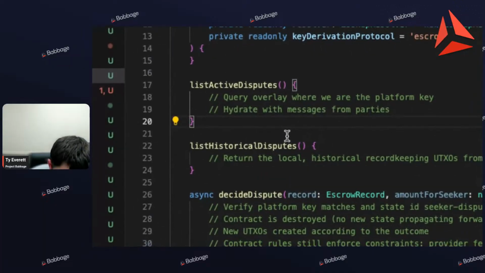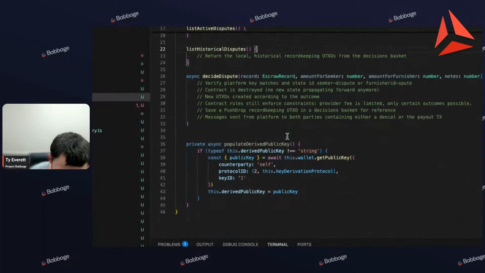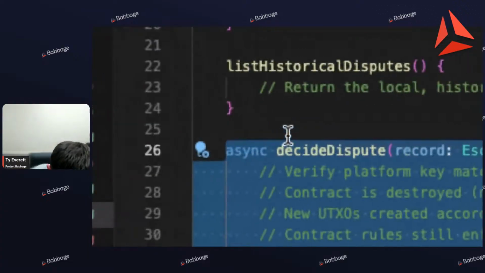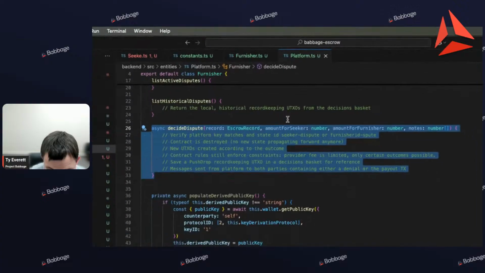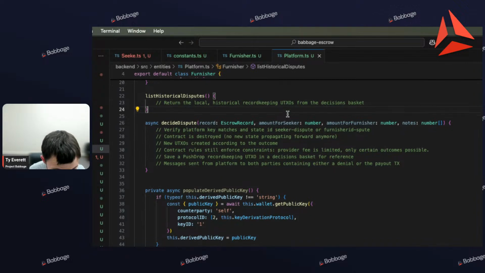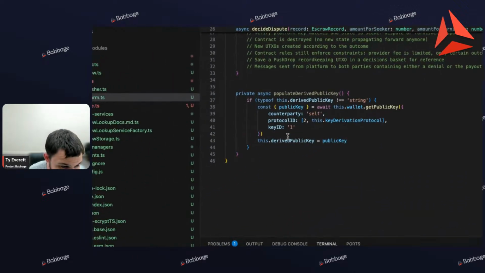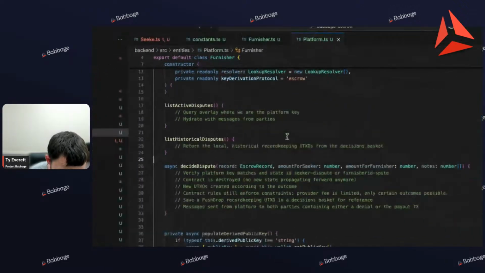I can see my historical disputes that I have decided, and I can decide a dispute, essentially allocating funds according to the pre-agreed upon stipulations among, well, did this person do this work? Did they not? Who gets what amount of money? And that is everything that a platform would do in this model.